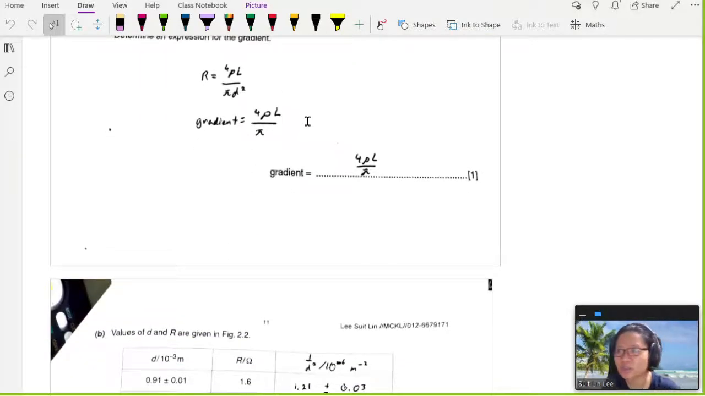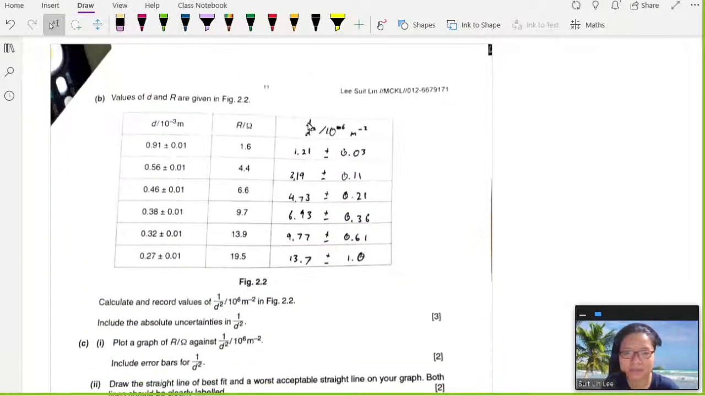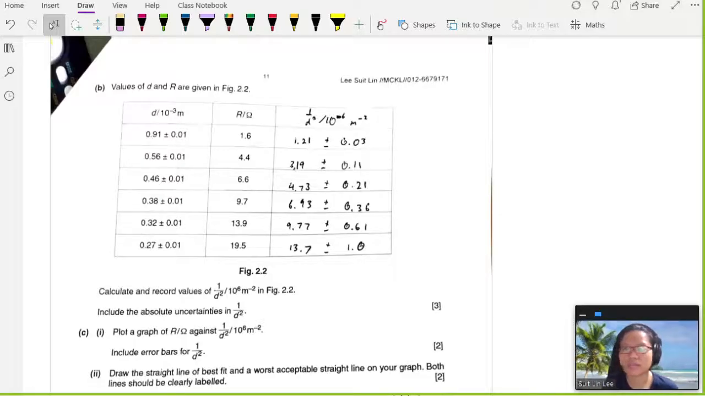Okay, so this one is correct. Next. Table values. Okay, so the table values are okay. Everything is written to 3SF. The absolute uncertainty kind of follows the decimal point. Okay, correct. This one transfer correct. So this is 3. Very nice.